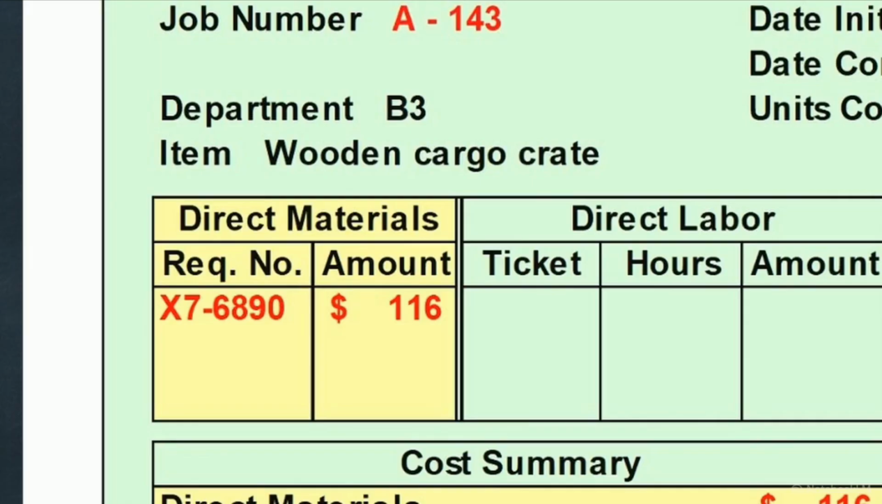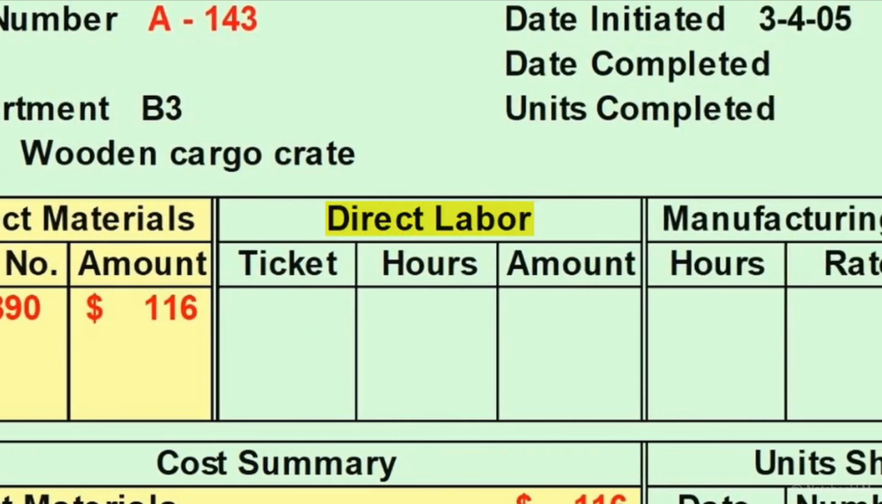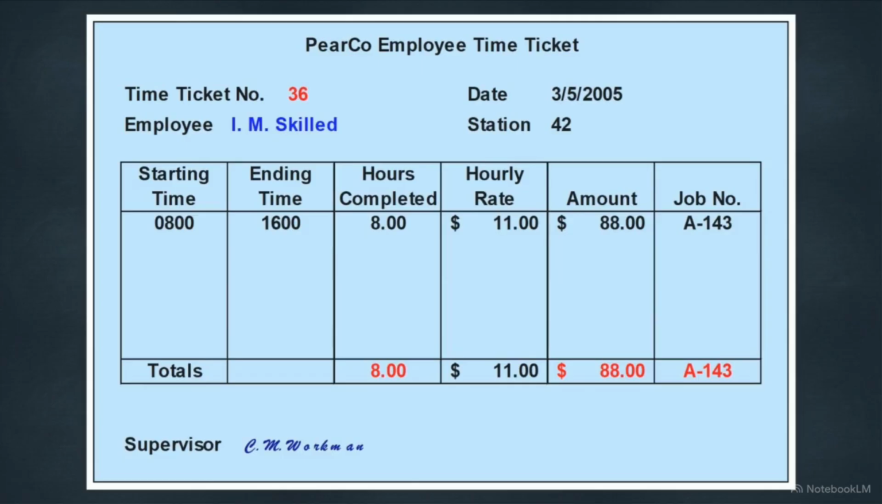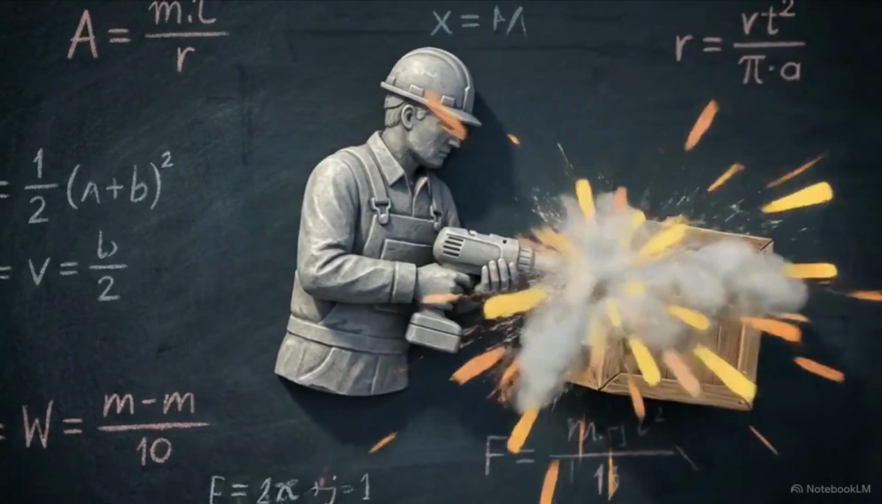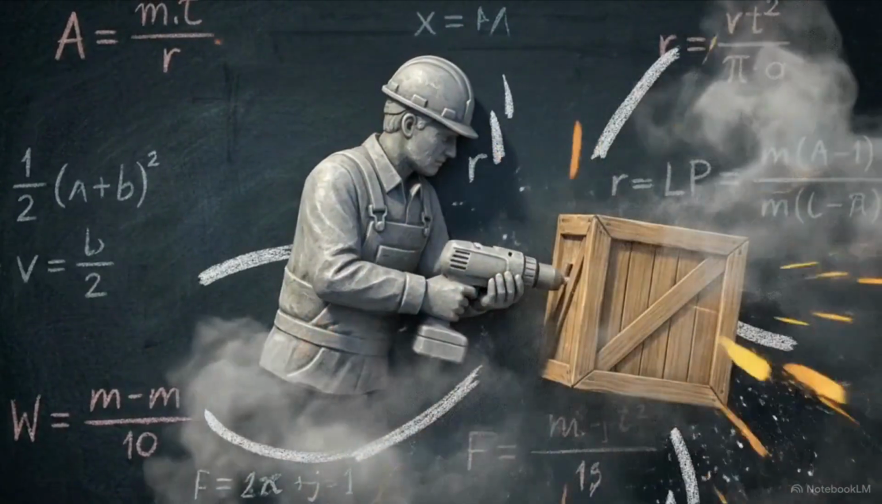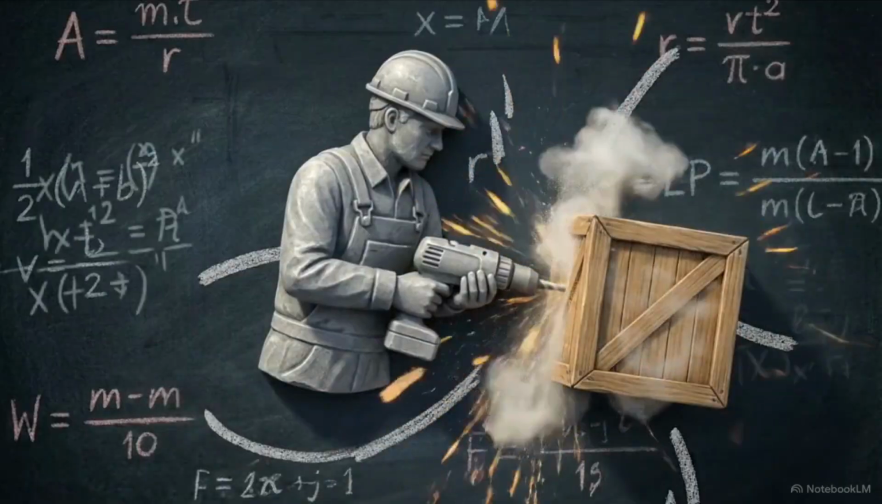We then shift focus to the human element required to assemble these materials, direct labor. This is the PARCO employee time ticket, the tracking evidence required for human capital. This ticket mathematically locks a worker's time and hourly rate to a specific job number. For job A143, 8 completed hours at an $11 hourly rate verifies an $88 labor cost. Direct materials and direct labor represent exact, indisputable economic reality. They are directly observable on the factory floor.